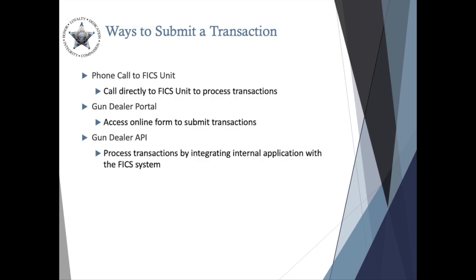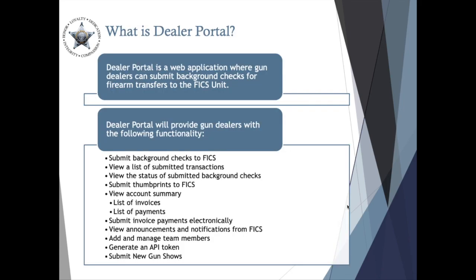So you might be wondering, what exactly is Dealer Portal? Well, Dealer Portal is a web application where gun dealers can submit background checks for firearm transfers to the FICS unit. The Dealer Portal provides the gun dealers with the following functionality. The first is the dealers will have the ability to submit background checks to the FICS unit, and upon submitting these background checks, they will have the ability to view a list of all of these submitted transactions. They'll also have the ability to view a status for each of these transactions that were submitted.